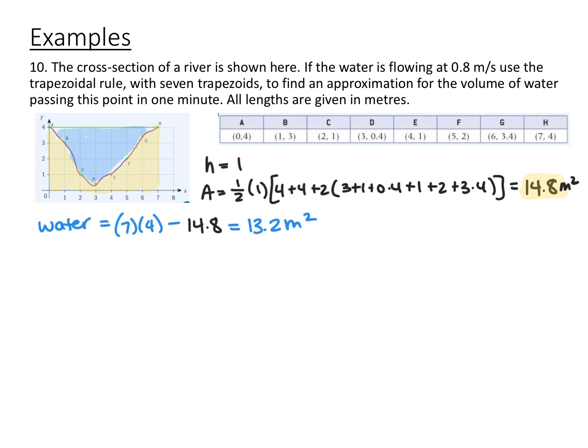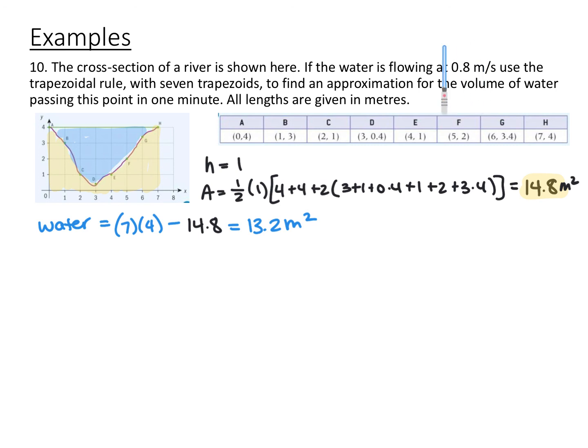So the area of the water would be everything that's not the ground, basically. I found the area of this entire rectangular cross-section, so 4 times 7, and I subtracted the area of the ground from it. So I ended up with 28 minus 14.8, so the area of the water is 13.2 meters squared. This is the area, and we can find the volume by how much water is flowing through given a certain amount of time.